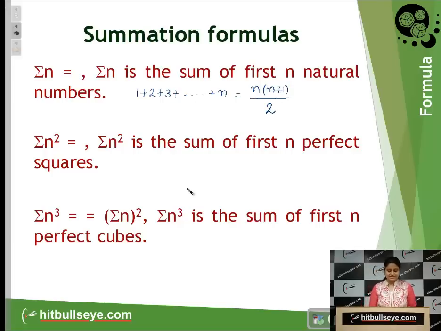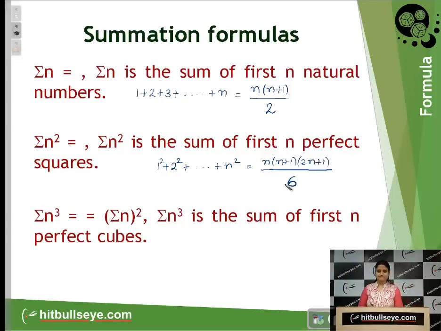Now come to the next thing. Sigma n square. Now you know the meaning of summation or sigma. It will be 1 square, 2 square, so on up to n square. I mean, sigma n square is nothing but sum of first n perfect squares. What is the answer for this? This is n into n plus 1 into 2n plus 1 divided by 6.